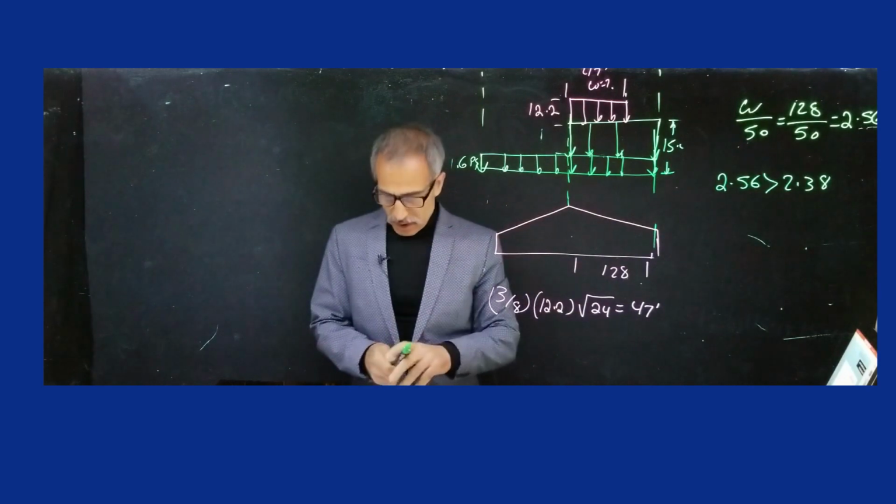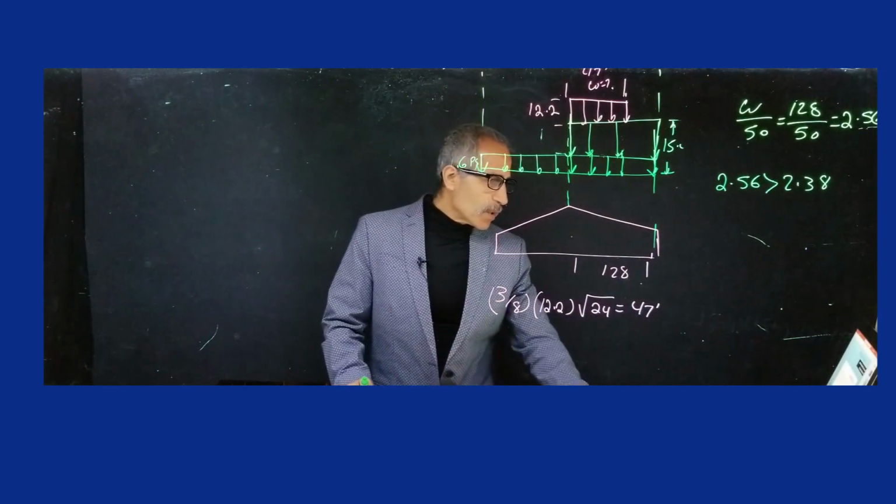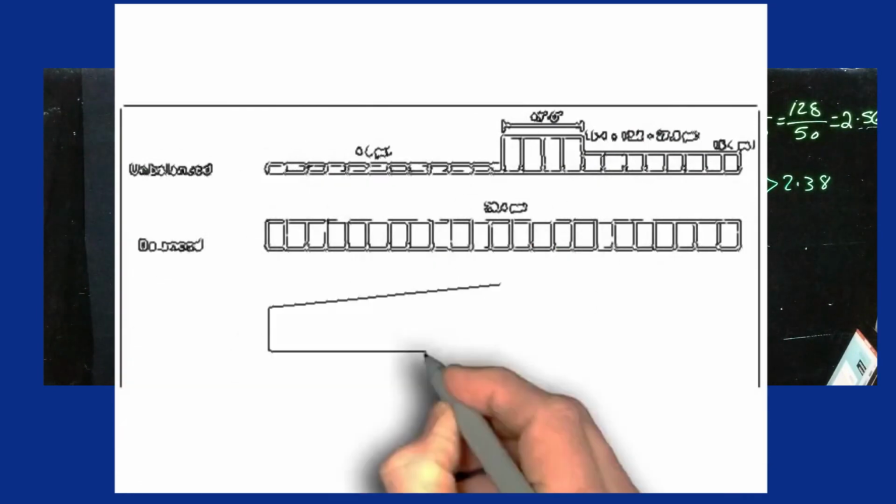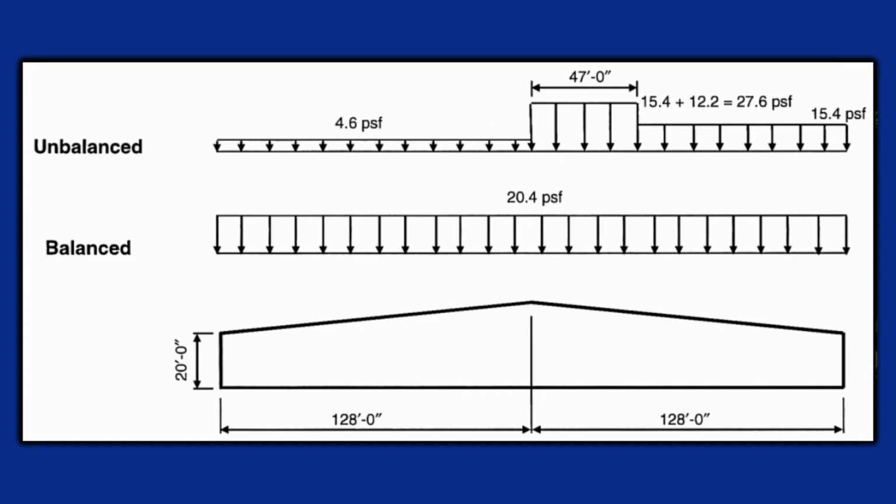You see the final result right here. We have the unbalanced load going across on the windward side, 4.6 pounds per square foot. And then on the drift, we have 47 feet, which is 15.4 plus 12.2, or 27.6 pounds per square foot. And also on the leeward side, a uniform load of 15.4 pounds per square foot. Then for the balanced load, we have 20.4, and what is that 20.4? We have an additional 5 pounds of rain, so that brought it up to 20.4 pounds per square foot. Good.